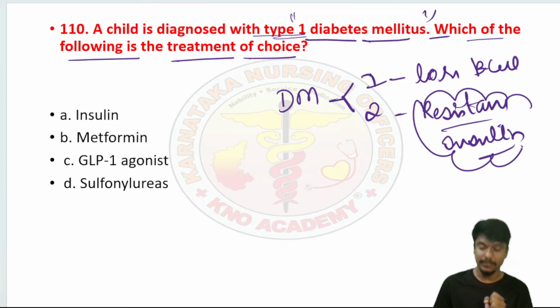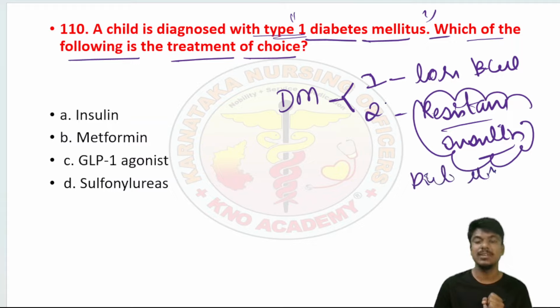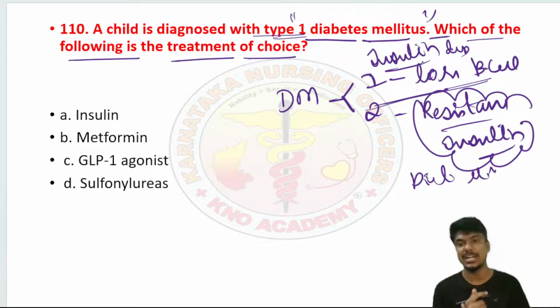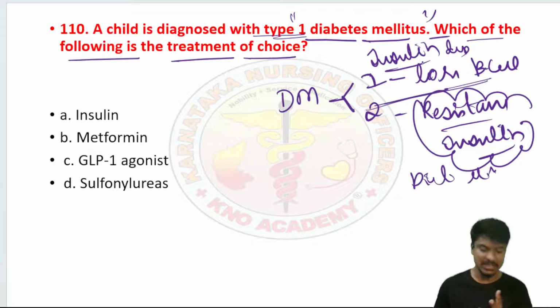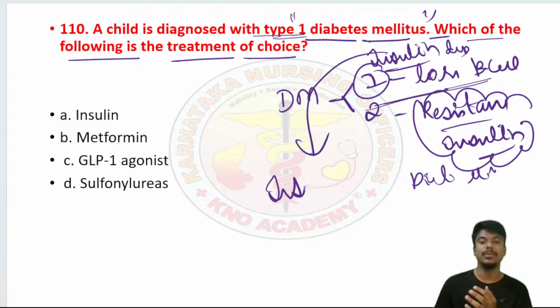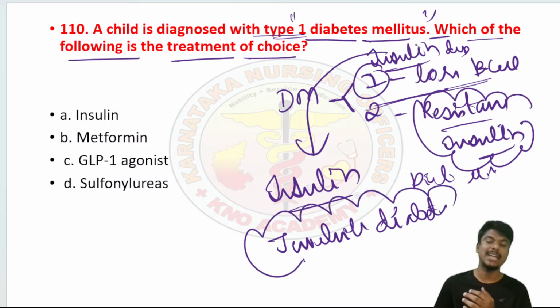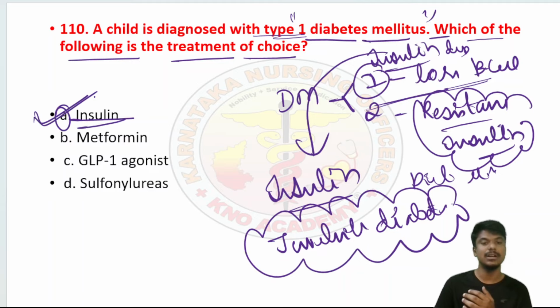So in type 2, we have dietary modification and lifestyle modification as the treatment of choice. In type 1, they are called insulin dependent because the beta cells are not able to produce any more insulin. So in type 1, we always prefer to give insulin because they are insulin dependent. Type 1 diabetes mellitus is also called juvenile diabetes. So always in type 1 diabetes mellitus, we prefer to give insulin as the treatment of choice or drug of choice.